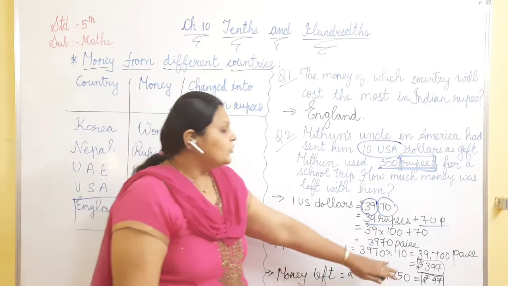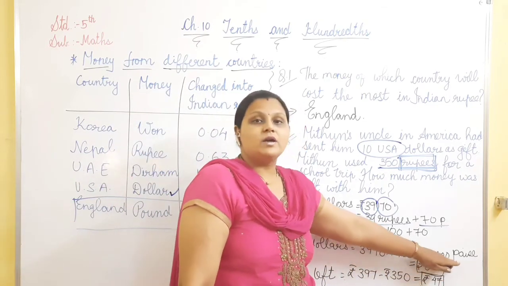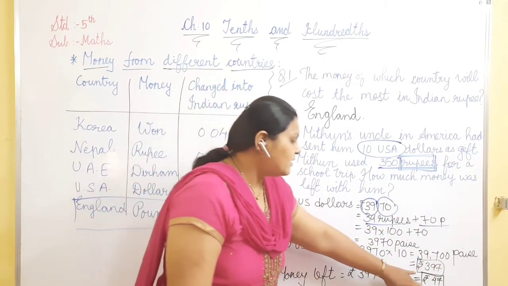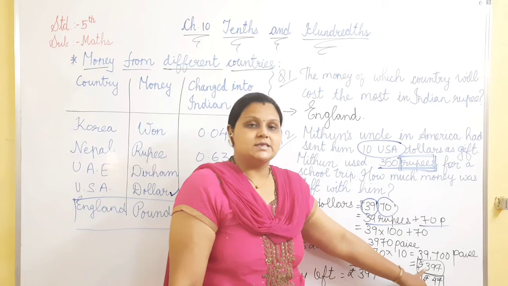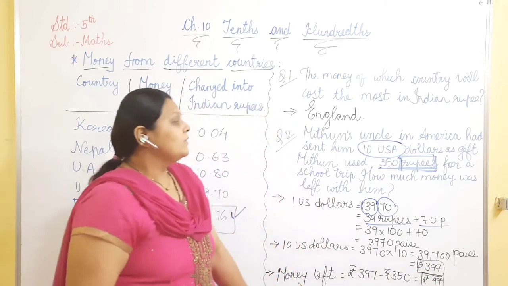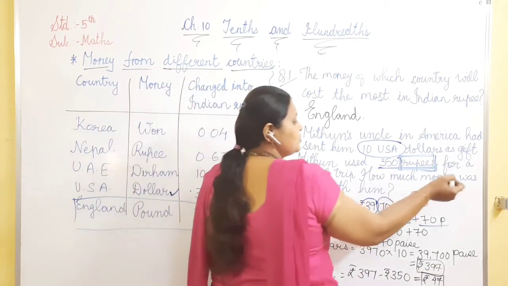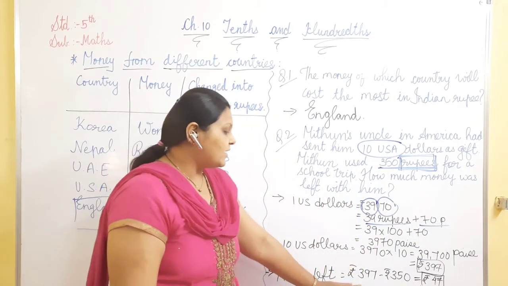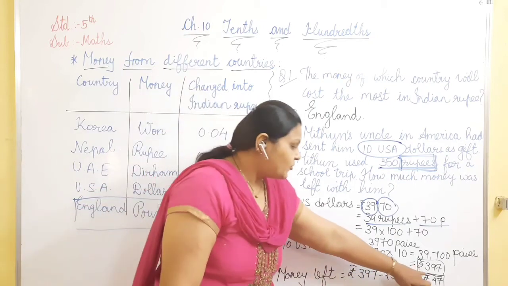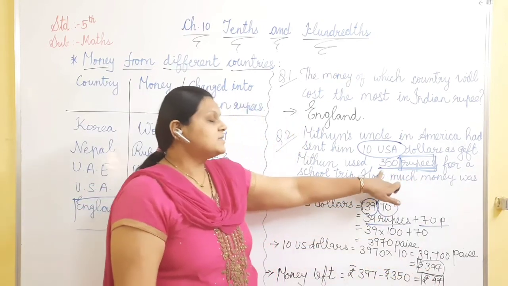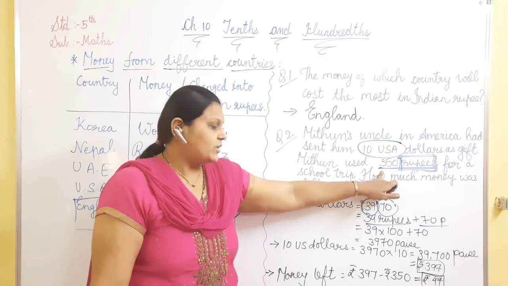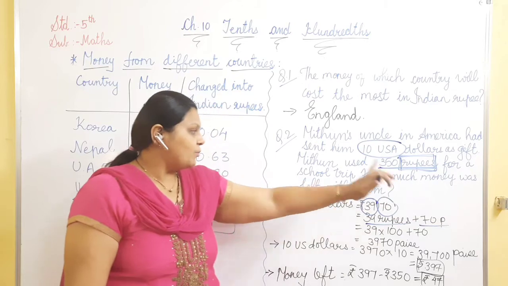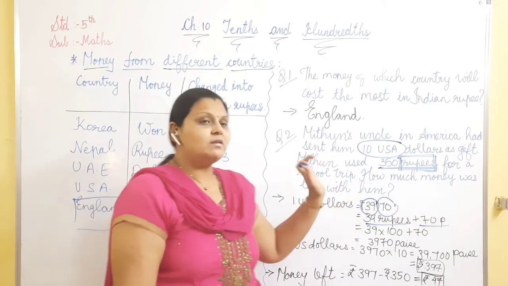Okay. So 39,700 divided by 100. If we divide it, we will get rupees 397. Now the question is, how much money was left with him? So money left with him equals rupees 397 minus 350 given in the question. It is rupees 47. So 47 rupees was left with Mithun.